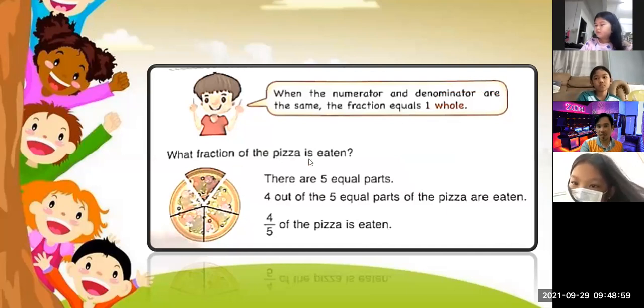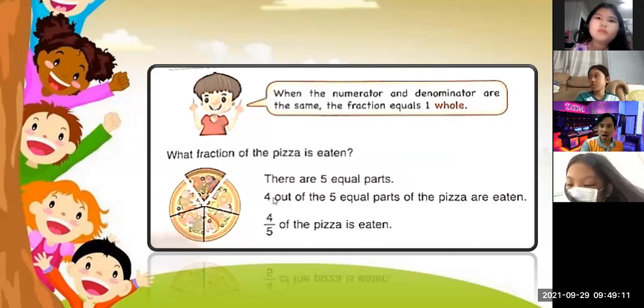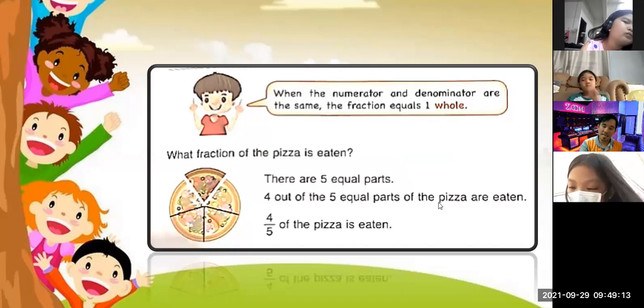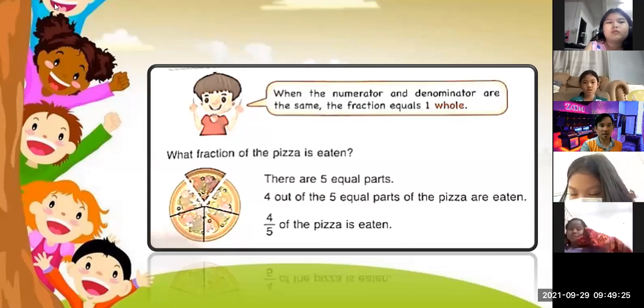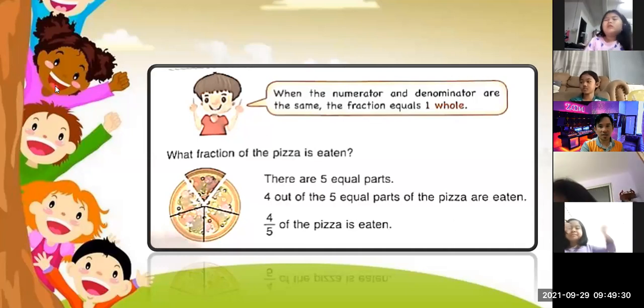So what fraction of the pizza is eaten here? There are 5 equal parts. And 1 part is left, so 4 out of the 5 equal parts of the pizza are eaten. So we call it 4 over 5. 4 over 5 of the pizza is eaten. Now turn your book to the next page.